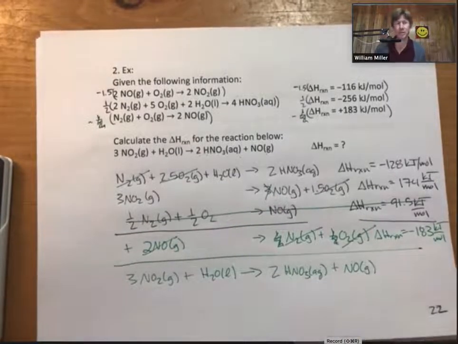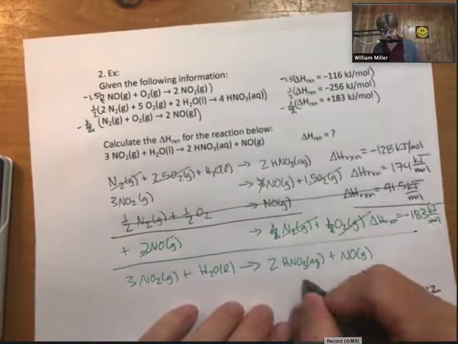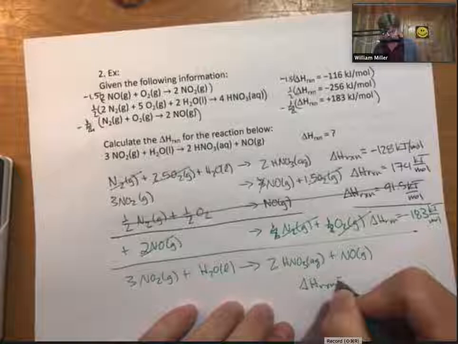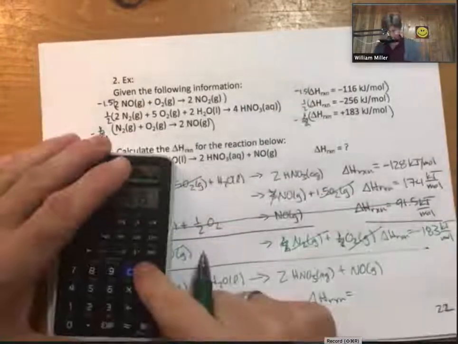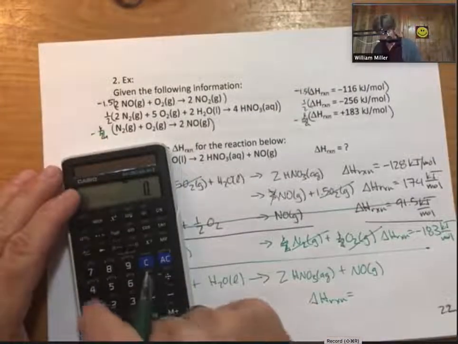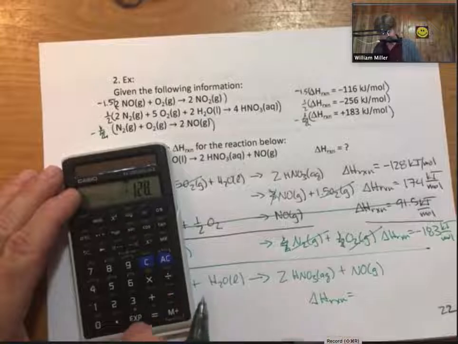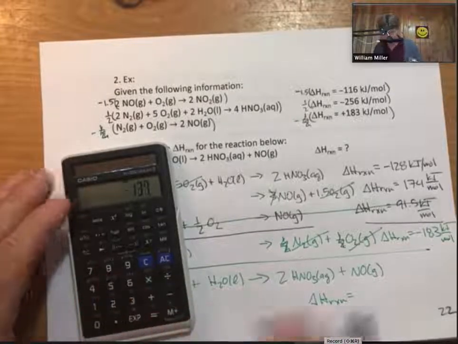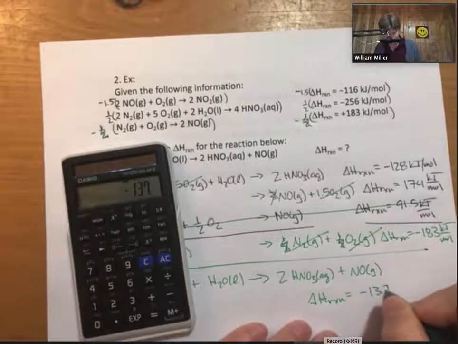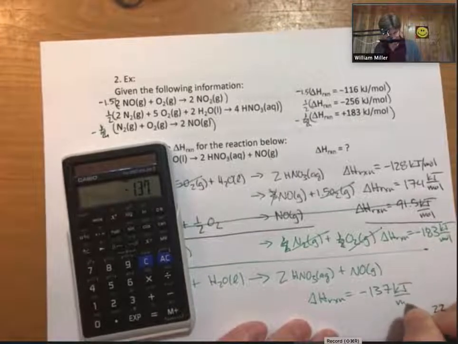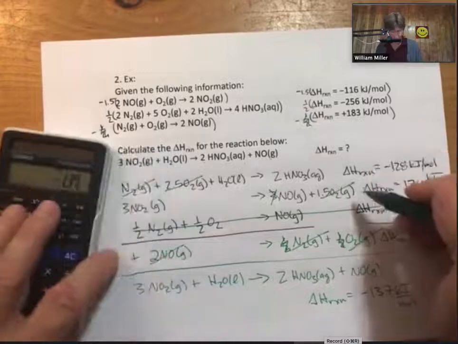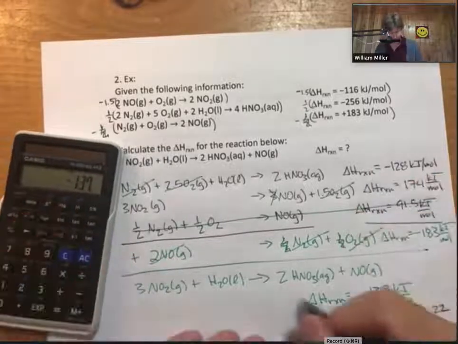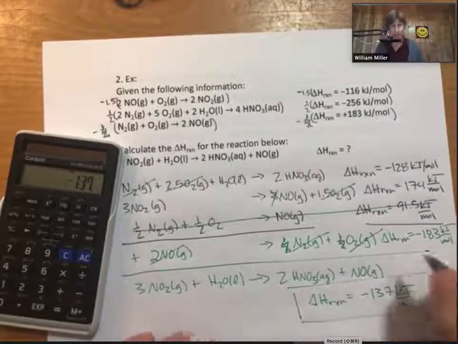A hard reaction to do, a somewhat hard reaction to solve for, and now my delta H for this final reaction is going to be 128 plus 174 minus 183, minus 137 kilojoules per mole, and that looks right.